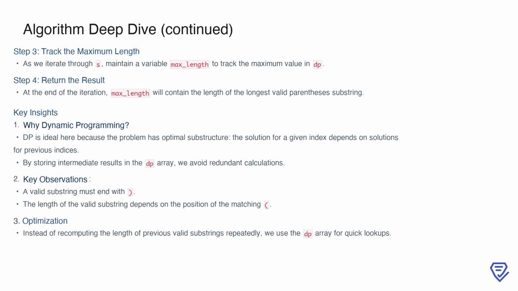Two key observations underpin this approach: valid substrings must always end with a closing parenthesis, and their lengths are determined by the positions of their matching opening parentheses. The DP array provides a way to efficiently compute these lengths without repeatedly recalculating results for previous indices.